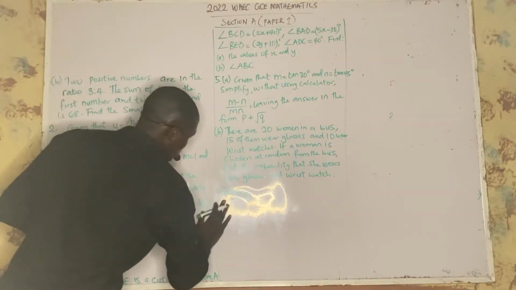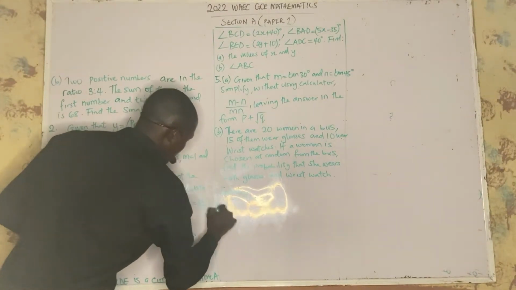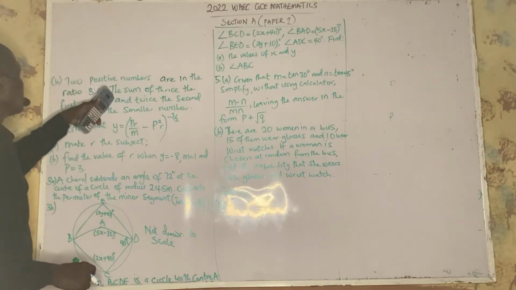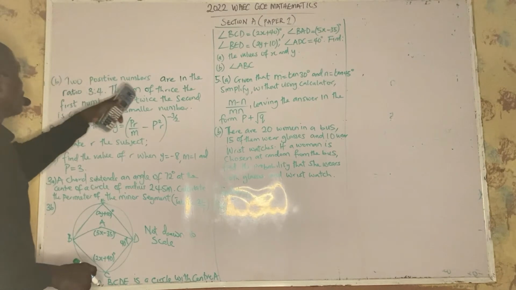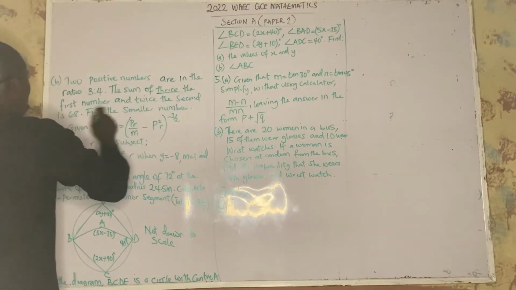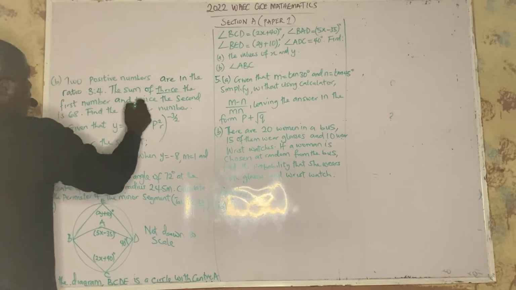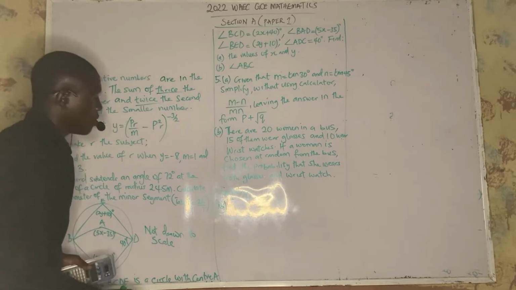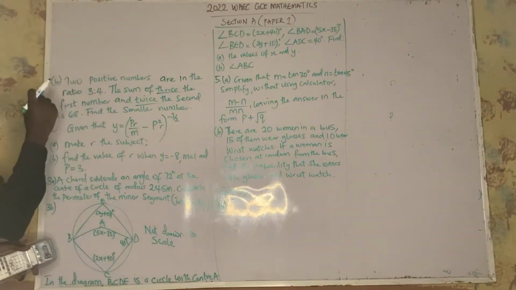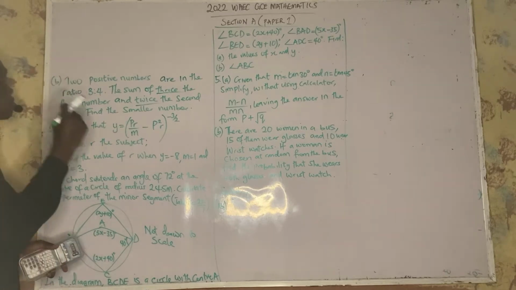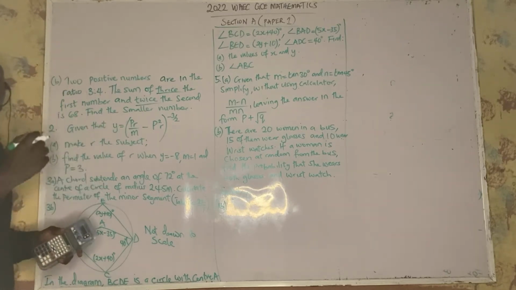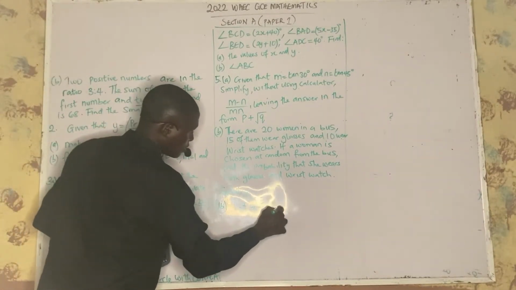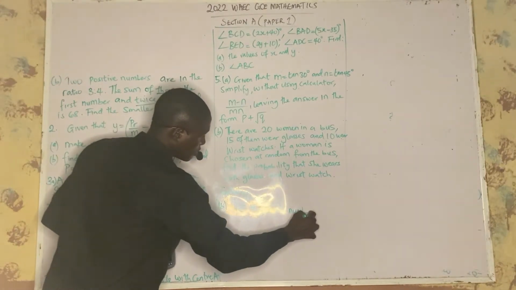Question number 1b says that two positive numbers are in ratio 3 to 4. The sum of thrice the first number and twice the second number is 68. Find the smaller number. Now, we are told that there are two positive numbers in which the ratio is 3:4. Now, the first thing is, let the first number be x.